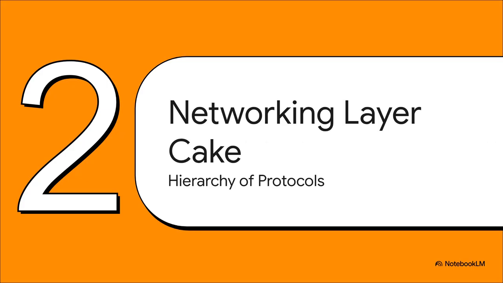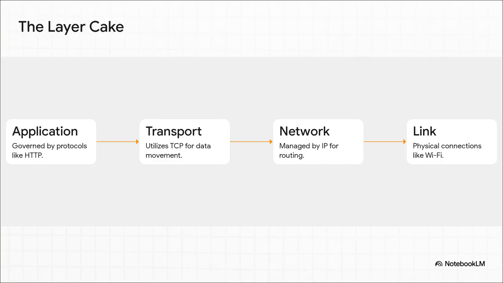Which brings us to section 2, the networking layer cake. To really understand how all these specific systems synchronize, let's use a spatial metaphor. Think of the internet as a layer cake. Picture distinct tiers stacked very carefully on top of one another. Each layer serves a highly specific purpose, and you need all of them working together. Working top-down, we start at the application layer, which is governed by protocols like HTTP. Think of this as the icing. It's the interface you actually interact with on your screen.